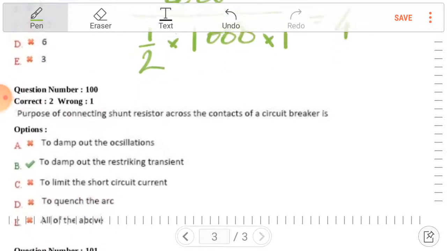Next question is: the purpose of connecting a shunt resistor across the contacts of a circuit breaker is. So what is the purpose of the shunt resistor at the circuit breaker? To damp out the restriking transient. See, if option B was not there, then option A may be correct. But here it is given that to damp out restriking transient, so it is the correct answer.